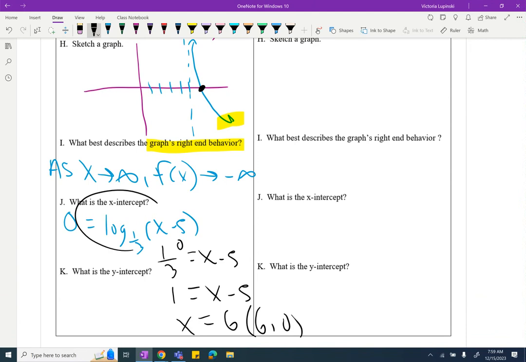And then what is the y-intercept? So to find the y-intercept, you are going to put a 0 in for the x. So 0 equals log base 1/3 of 0 minus 5, which is negative 5. What happens if you have the negative inside of the argument? It doesn't exist, so you're going to say none. And again, that should make perfect sense because look at your graph. You clearly moved to the right. You are nowhere near the y-axis, so perfectly fine.